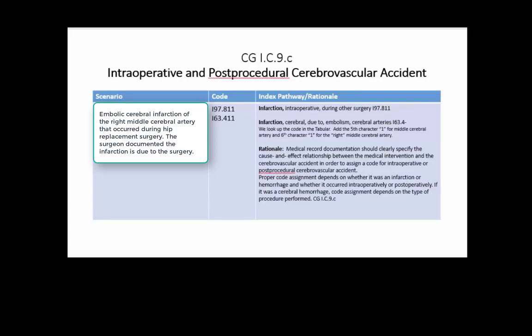Just a note here, in your guideline, the medical record documentation should clearly specify the cause and effect relationship, which it did in our scenario. The surgeon documented that the cerebral infarct was due to the hip replacement surgery. You're not going to always have that, so you may not be coding it, you cannot assume it. You also notice the proper code assignment depends on whether it was an infarct or a hemorrhage. So be careful when choosing those codes, because your code assignment is going to depend on the type of procedure performed.